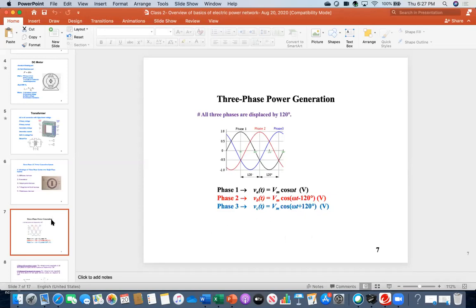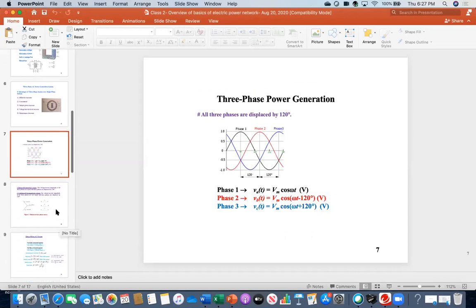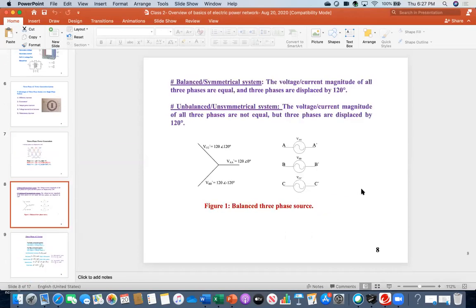Now I am going to answer Venkat's question. He was asking why delta. Now I am coming to that in detail.